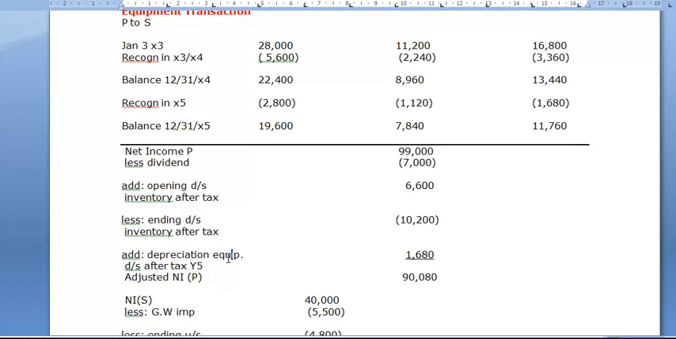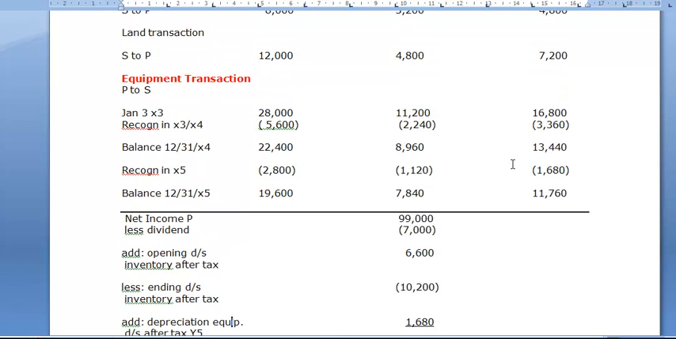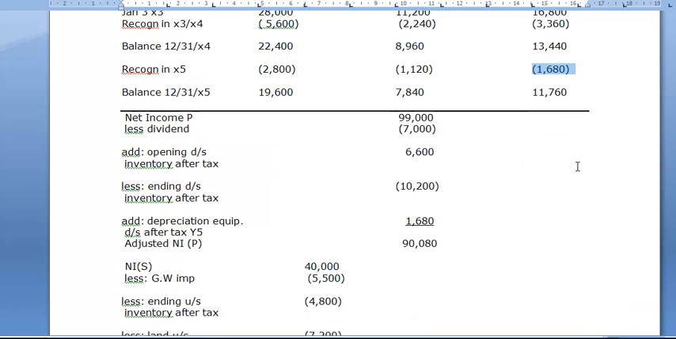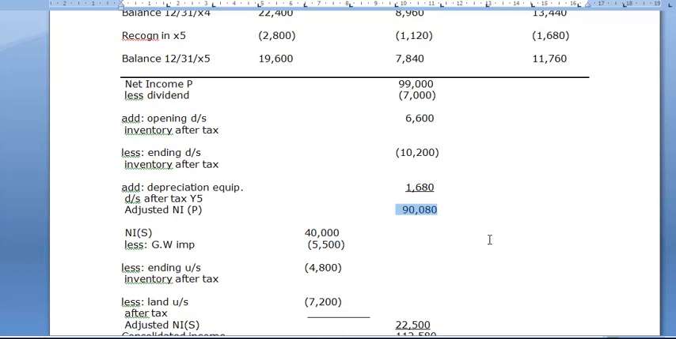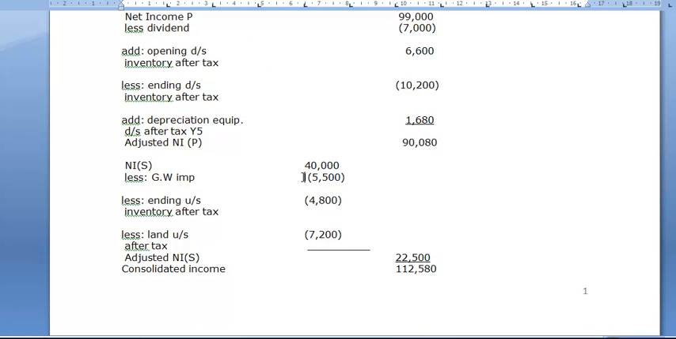The depreciation, again, as we said earlier, we would take that $1,680 into the parent's income, not literally, just figuratively for the consolidation purposes. So the parent's adjusted income would now be $90,080 for consolidation purposes. We will make similar adjustments for inventory and as well a goodwill impairment loss.